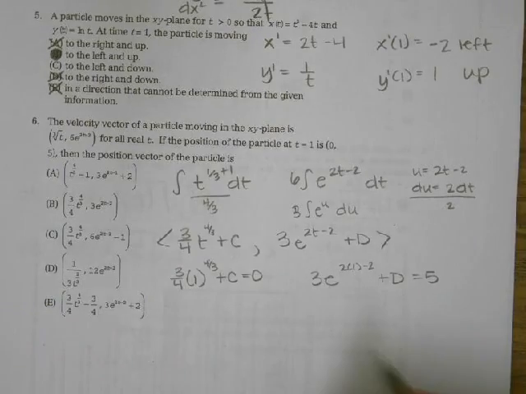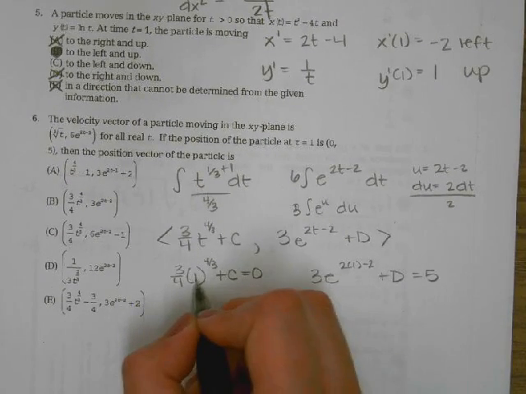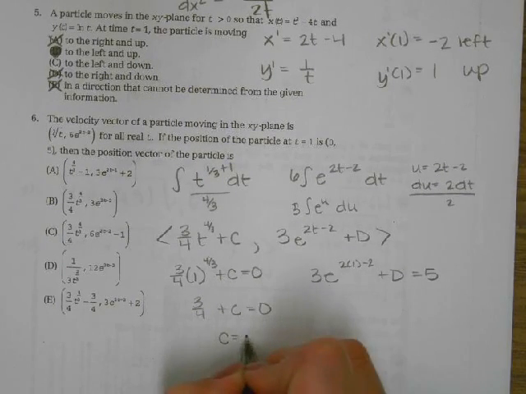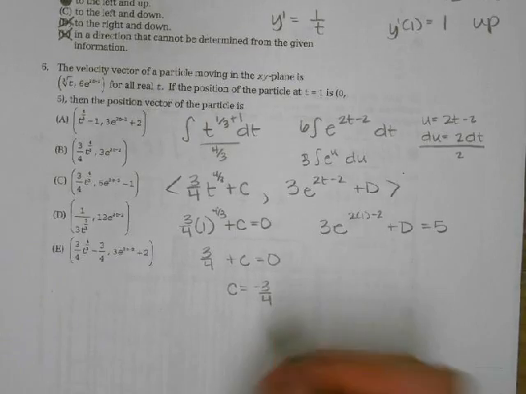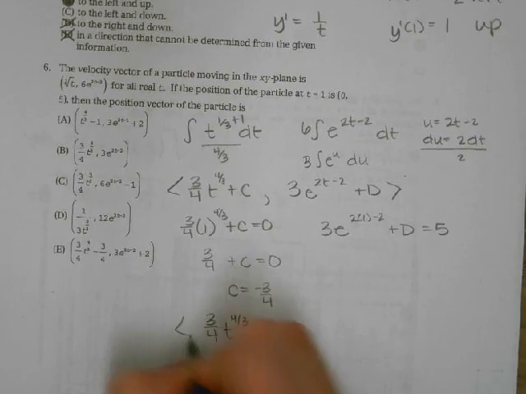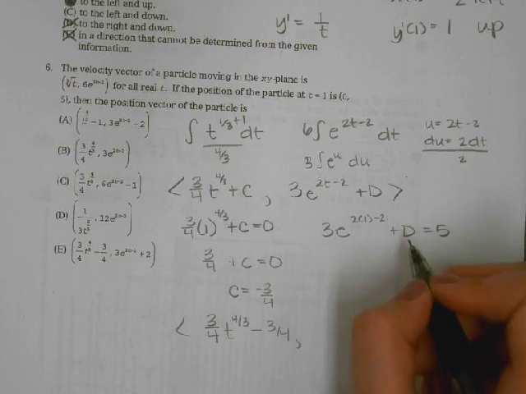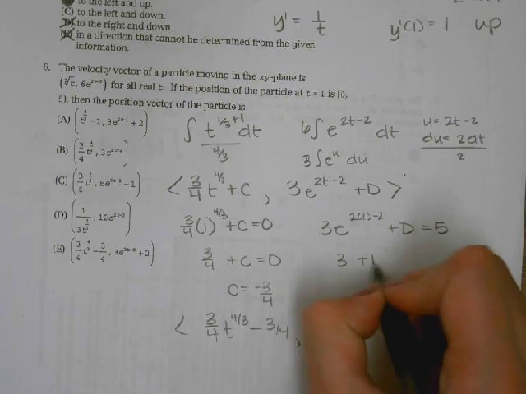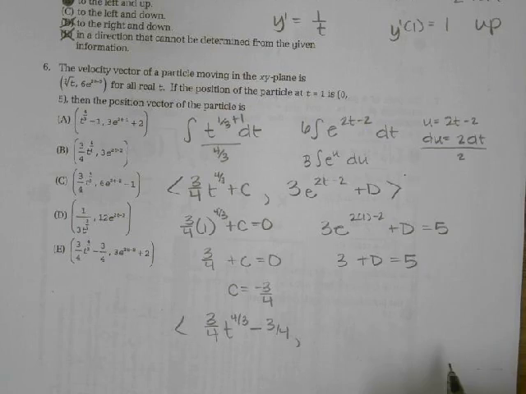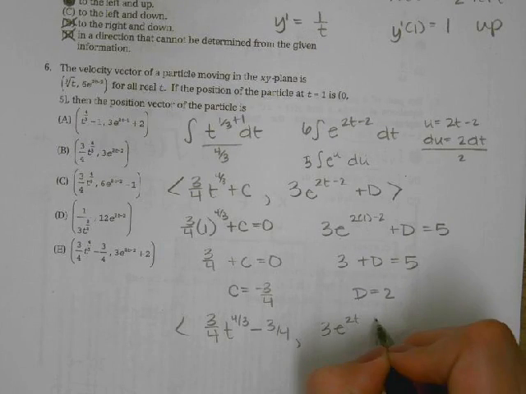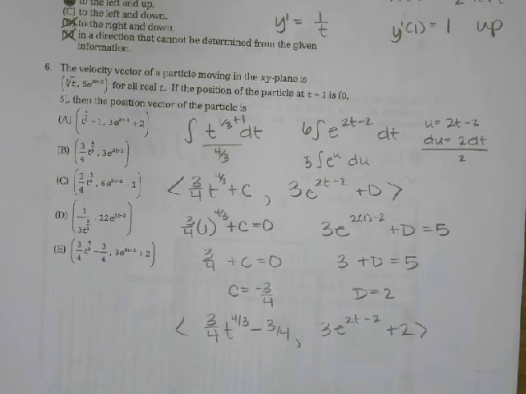And we just have to solve those. So 3/4, 1 to the 4/3 is still just 1. So we've got 3/4 plus c equals 0. So c equals negative 3/4. So this one would be 3/4 t to the 4/3 minus 3/4. And then the other one, 2 minus 2 as an exponent is going to give us an exponent of 0, and e to the 0 is 1. So 3 plus d equals 5. We can subtract the 3, so d equals 2. So 3e to the 2t minus 2 plus 2. So the answer is E.